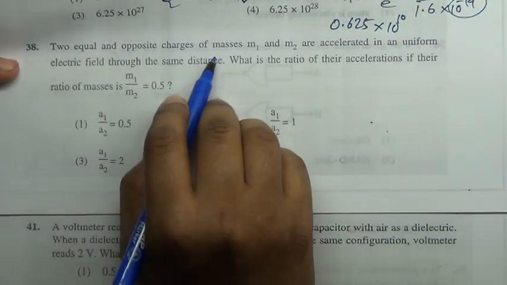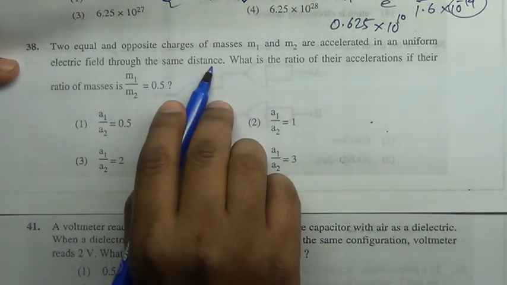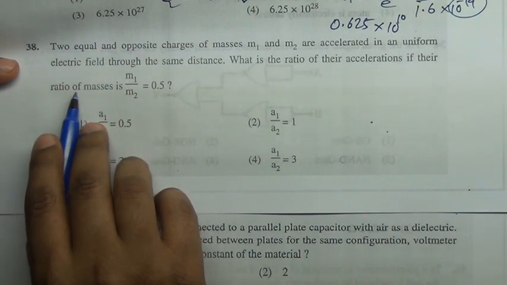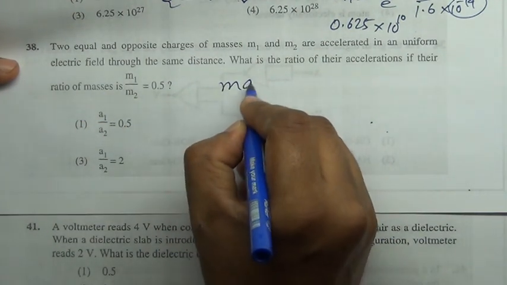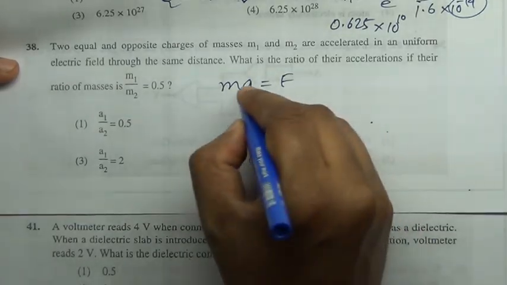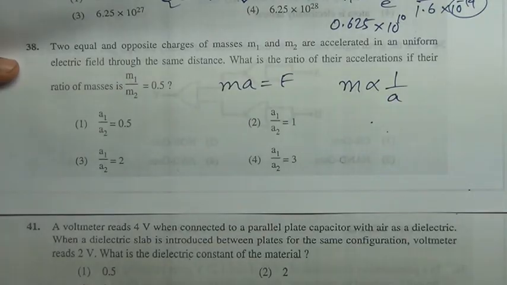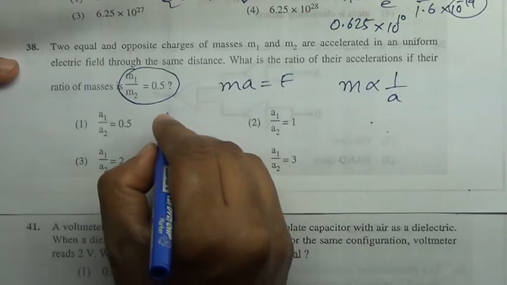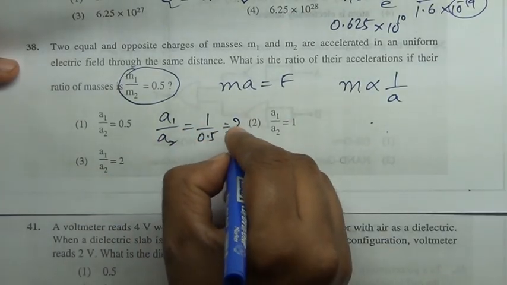Two equal opposite charges of masses m1 and m2 are accelerated in a uniform electric field through the same distance. What is the ratio of their accelerations if the ratio of their masses is m1 by m2? Mass into acceleration is force. So mass is inversely proportional to acceleration, or acceleration is inversely proportional to mass. Since m1 by m2 equals 0.5 is given, a1 by a2 equals 1 by 0.5, which is 2.